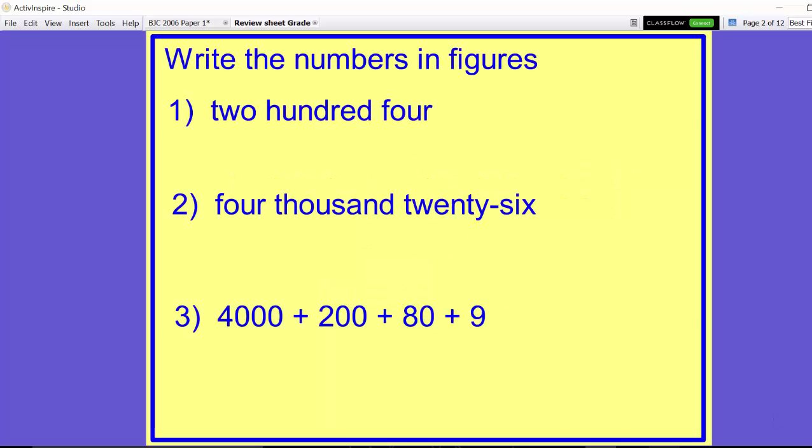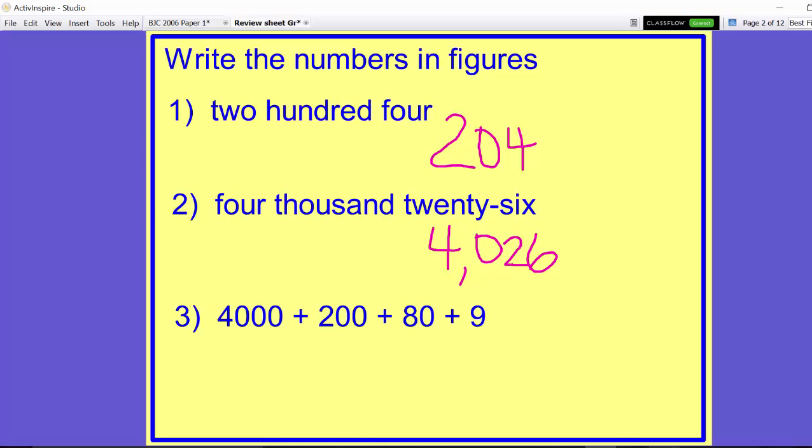Let's begin. Write the numbers in figures. That's when you're going to give us some digits. So the first is 204. Let's put our answer, 204. Number 2, 4,026.